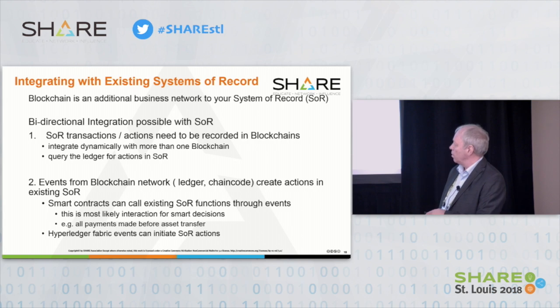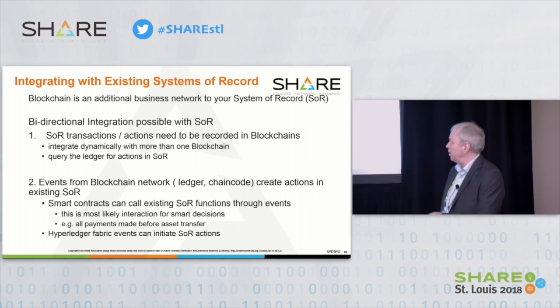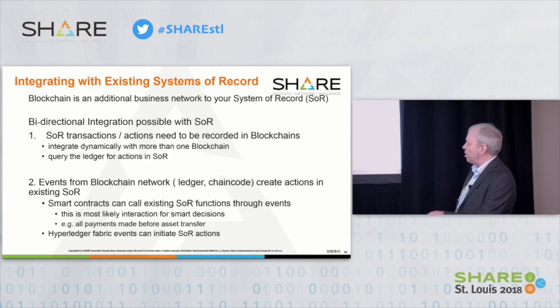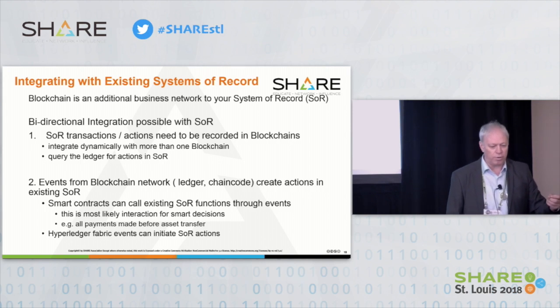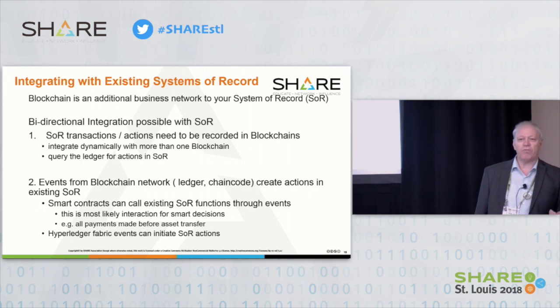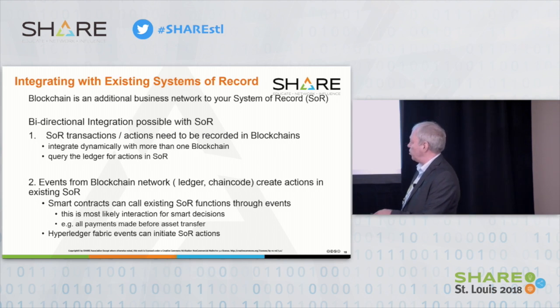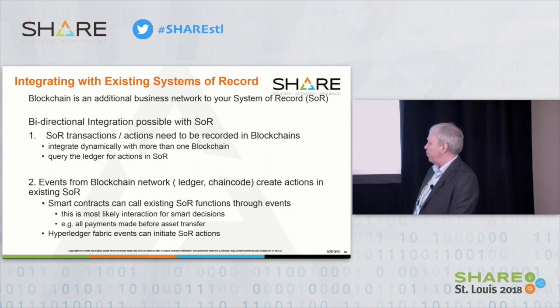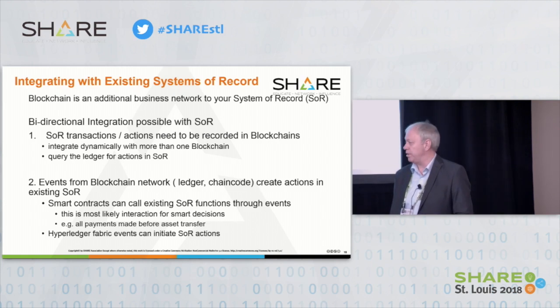Okay? So there are possibilities to do that, to integrate dynamically with more than one blockchain. Query the ledger for actions in the system of record, that's another possibility that you can have. And then the events from the blockchain network, like the ledger and chain code, create actions in the existing system of record. So if something happens on the ledger, I want to get notified, and therefore my system of record is reacting based on some actions on blockchain. If payments are made, I want to initiate the shipping, all that, these kind of things, okay?